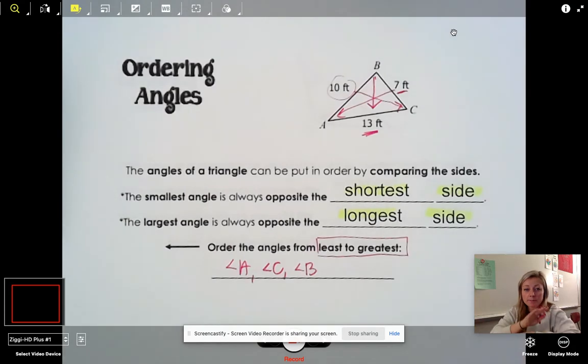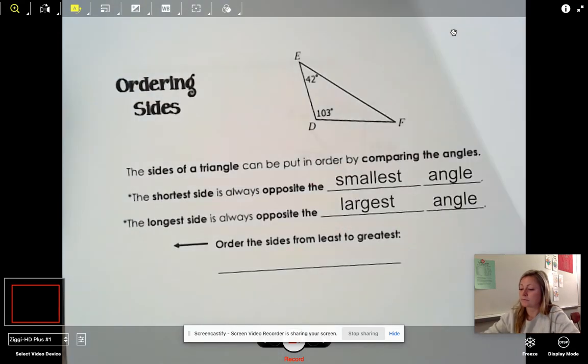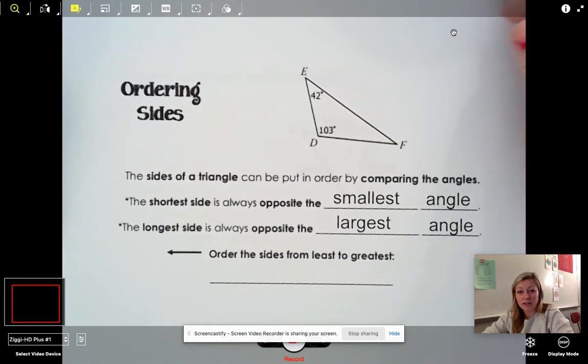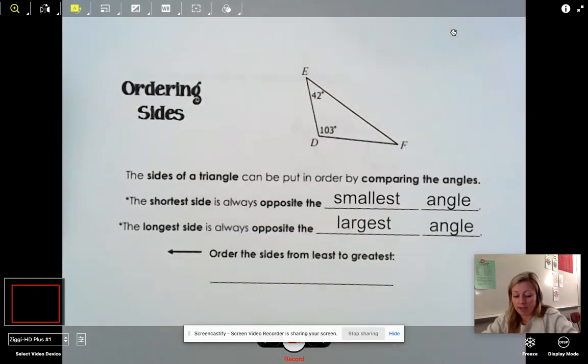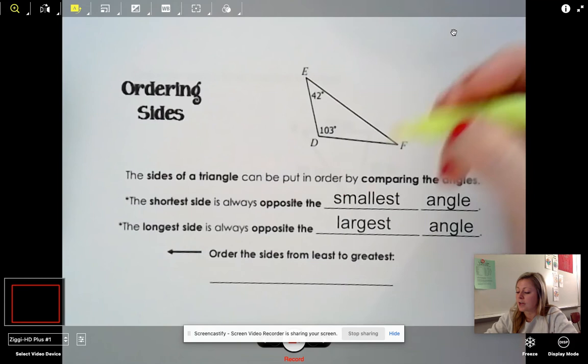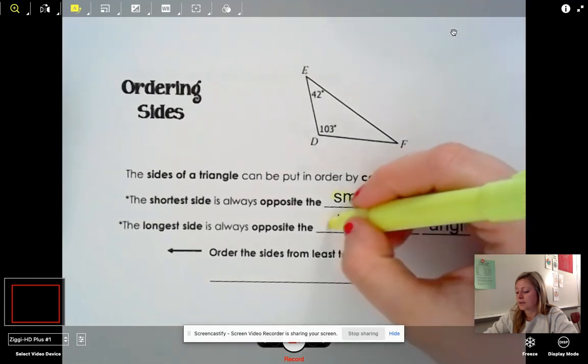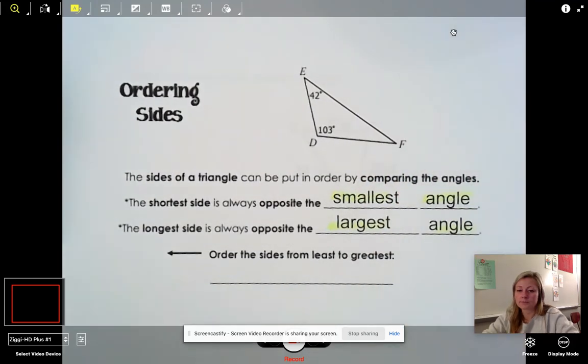Okay, now can we flip it? Can we go the other way? This time, we want to order our sides based on our angle measures. Again, it says the sides of a triangle can be put in order by comparing the angles. The shortest side is always opposite the smallest angle, and the longest side is always opposite the largest angle.